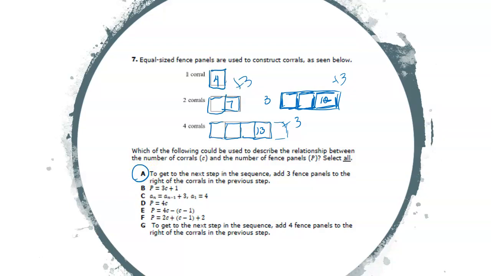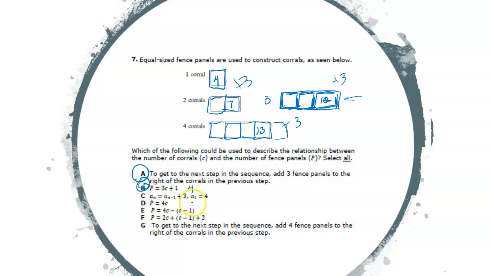P equals 3C plus 1. Well, let's figure it out, okay? We're just going to plug in. So for one corral, so corral is C, 3 times 1 is 3, plus 1 is 4. Okay, that is true. 4 fence panels make up 1. Now let's plug in 2 and see if we get 7. 3 times 2 is 6, plus 1 is 7. Okay, let's try one more just to see. 3 times 3 is 9, plus 1 is 10. So B works.